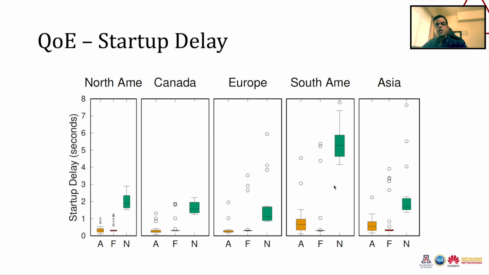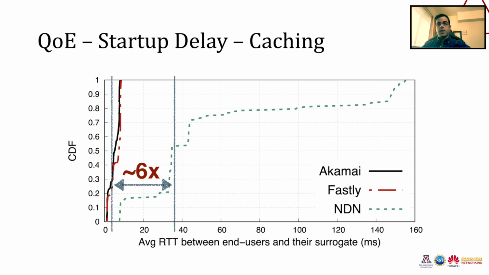Understanding why CDNs outperform NDN in terms of startup delay leads us to this figure. The changes in the startup delay mostly come from whether the video is cached in the network, and if so, how far is the cache from the end users.